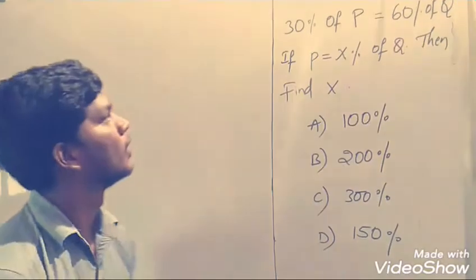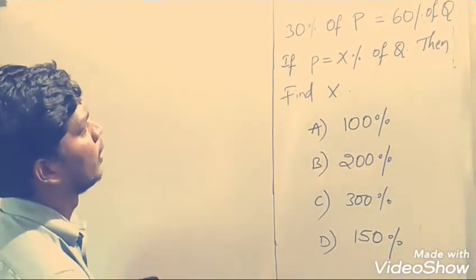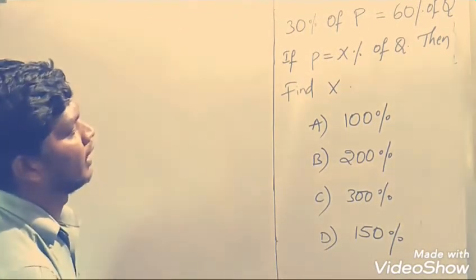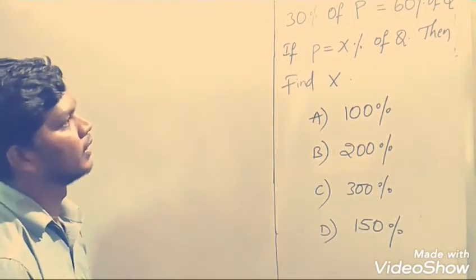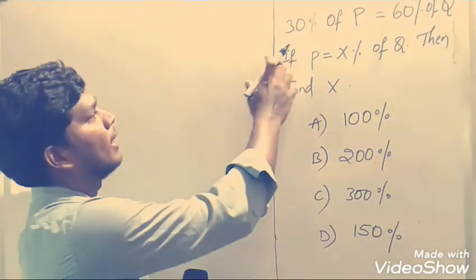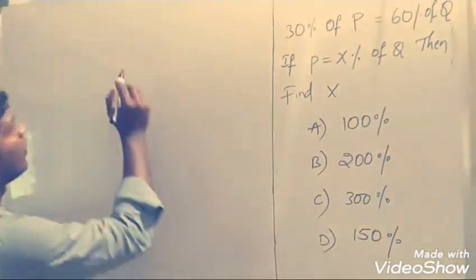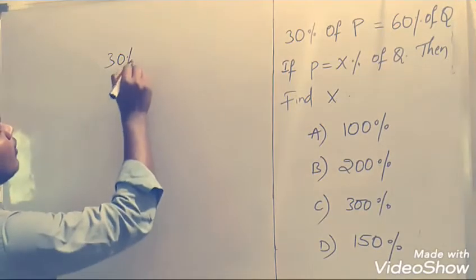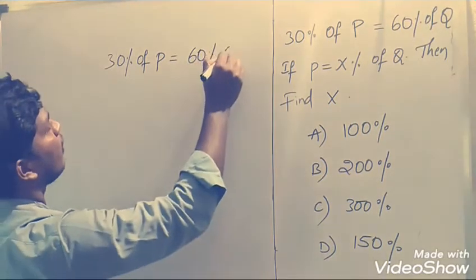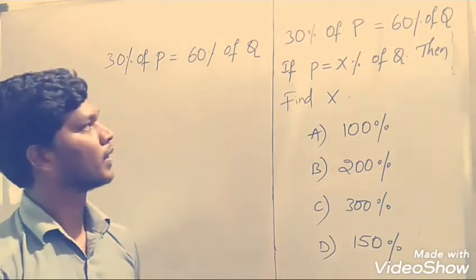Problem number 3. So 30% of P is equals to 60% of Q, and if P is equals to X percent of Q, then find X, and he has given the options A, B, C, D. Listen friends, he has given one statement that 30% of P is equals to 60% of Q. Okay friends, so the 30% of P is equals to 60% of Q. This is the statement which he has given.